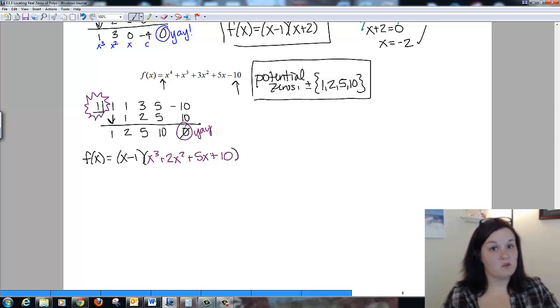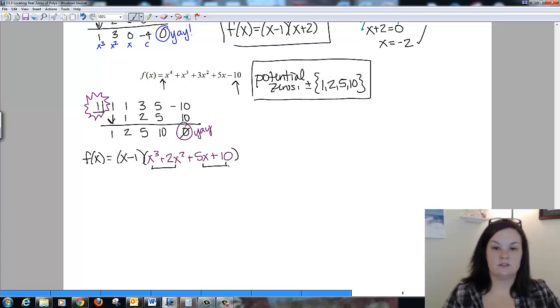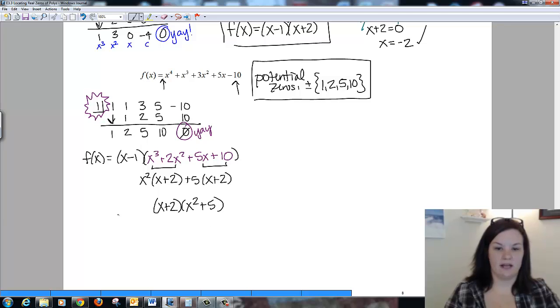Now, anytime I have 4 terms, I always want to try grouping. If grouping doesn't work, then I'll have to continue with synthetic. Okay. So I look at my pairings. Here I can pull out an x squared, which leaves me with x plus 2. If I want to be left with x plus 2 over here, I have to take out a 5. So then I can take out my x plus 2 quantity, which leaves me with x squared plus 5. Okay. So again, I'm just going to go ahead and rewrite out here what I have.